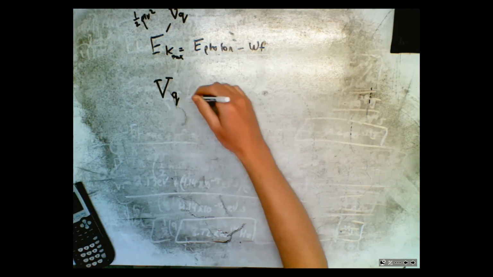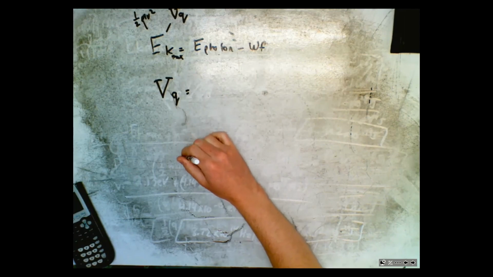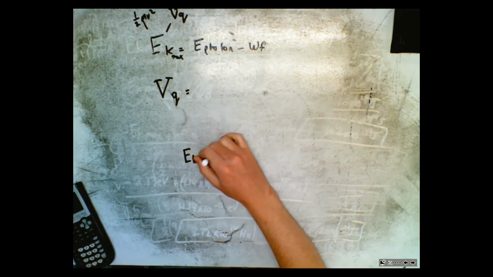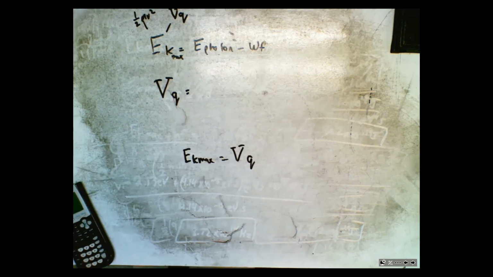They give us, determine the stopping voltage of an electron with 3.1 electron volts of kinetic energy. Oh, shoot, sorry. I was doing the next problem with this formula. Sorry, for this one we just need EK max is equal to VQ. Sorry about that. Yeah, this is one of the shorter ones. So they give us the kinetic energy, and we want to find the stopping voltage.